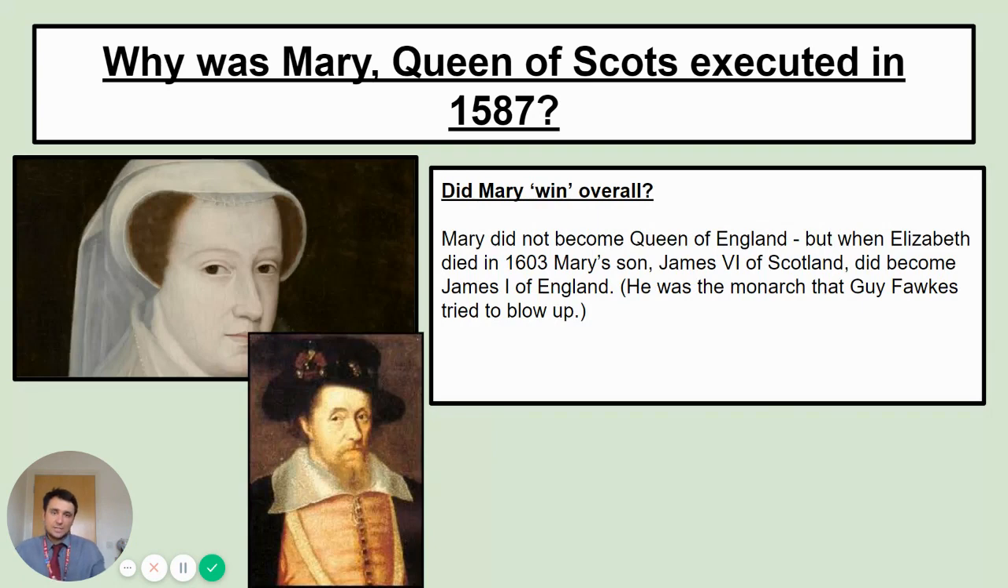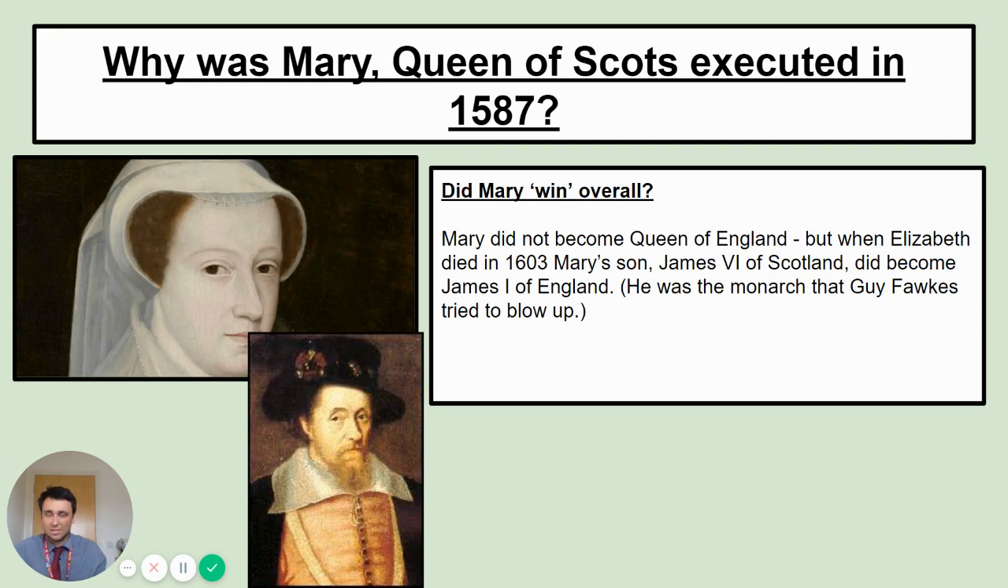But here's a final thing to end this lesson with. Did Mary win overall? Mary didn't become Queen of England like she'd wanted to. But when Elizabeth died in 1603, Mary's son, James VI of Scotland, did become James I of England. So she didn't become Queen of England, but her son did. Her family does become the royal family of England, because Elizabeth never has any children. So the Tudor family dies out when Elizabeth goes. Mary, Queen of Scots' family takes to the throne.